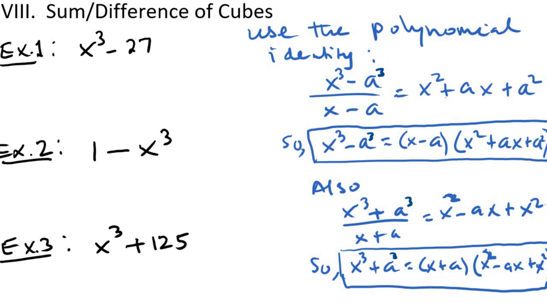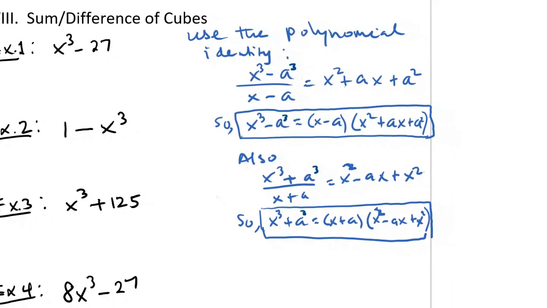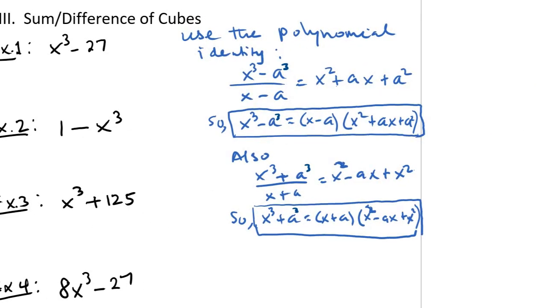And now we come to the sum and difference of cubes. So I want to direct your attention to the identities again. If you have x cubed minus a number cubed divided by x minus that number, this was a pattern that we found out a few weeks back. So we get x squared plus ax plus a squared.